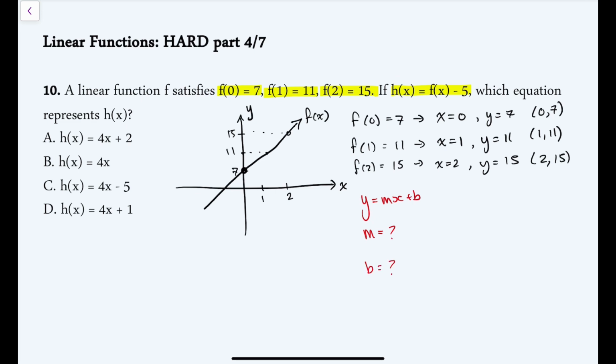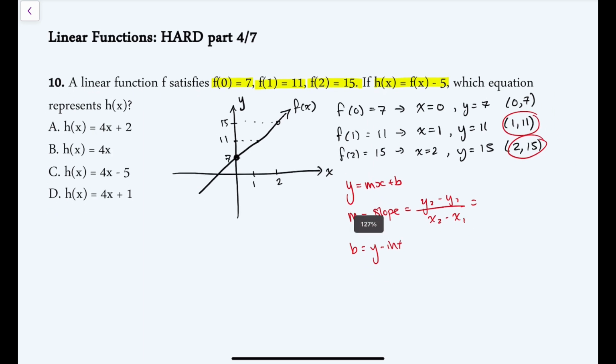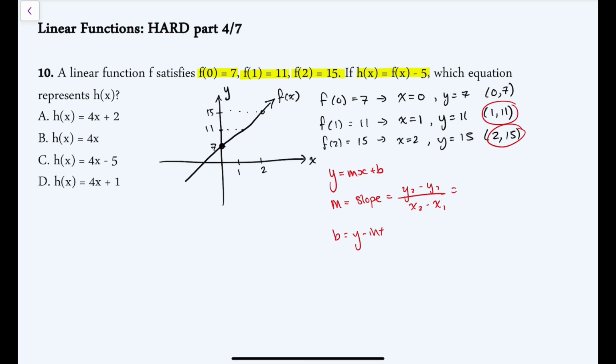B is the y-intercept, and m is the slope. How do we figure these out? Well, the slope is y2 minus y1 over x2 minus x1, which means we can choose 2 points, these two or these two. It doesn't really matter. Just choose 2 points and solve. I'm going to choose these two. I'm going to label them as well as y2, y1, x2, x1.